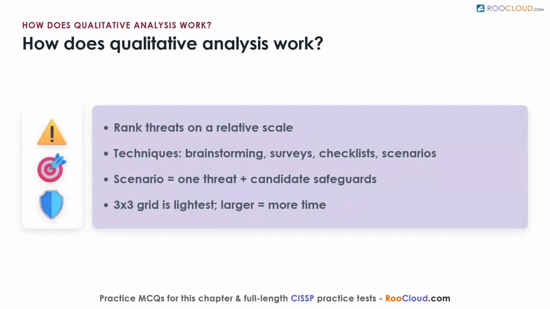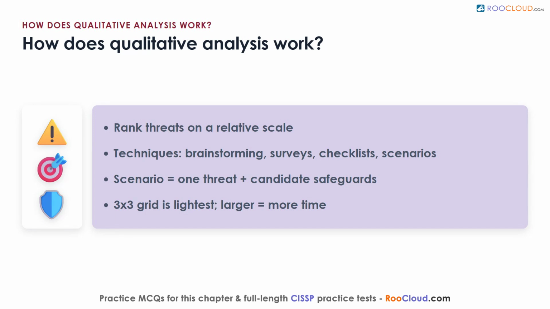How does qualitative analysis work in practice? Through structured, scenario-based judgment. Instead of exact dollars, you rank threats on a relative scale using group techniques like brainstorming, surveys, checklists, focus groups, and scenarios. A scenario is a short written description of a single major threat and the safeguards that might blunt it, and participants rate its threat level and loss potential. The value grows as you include more people from every level and department.